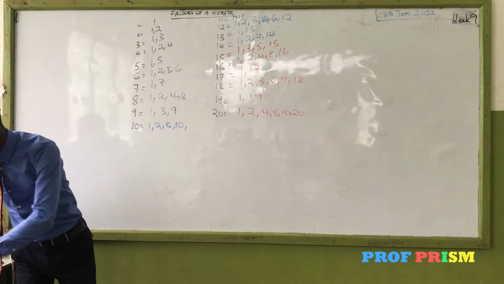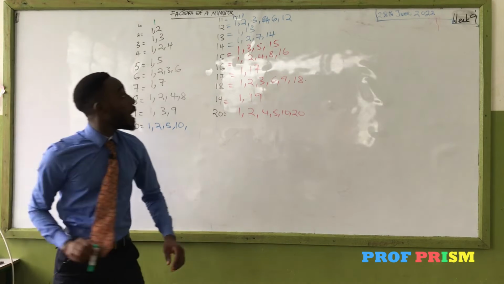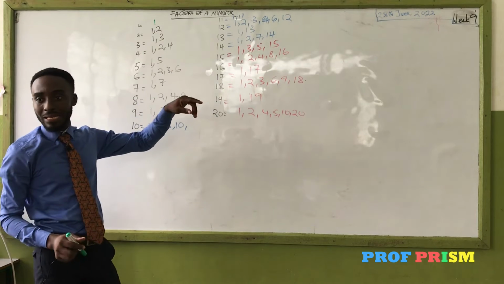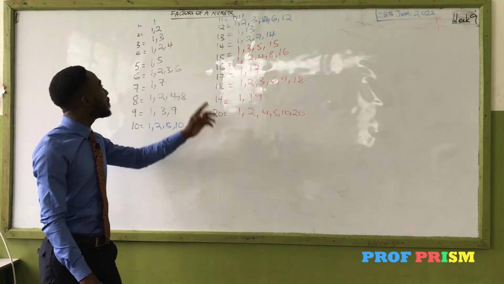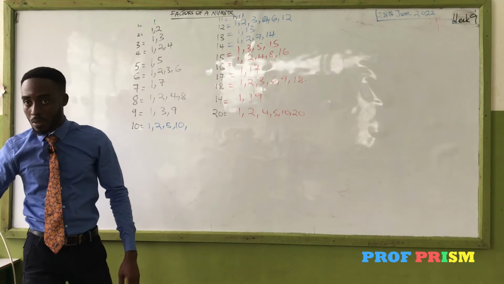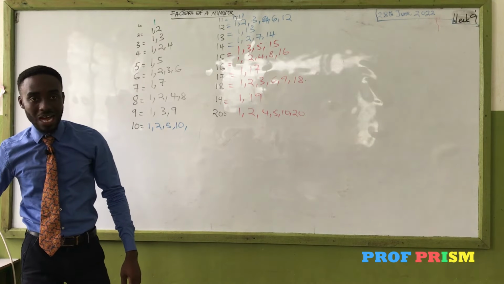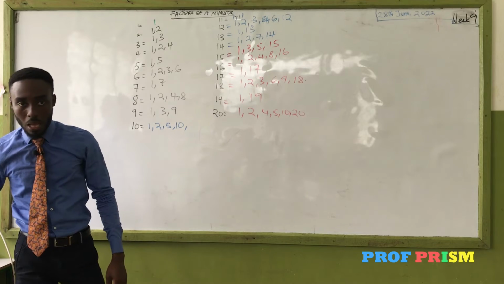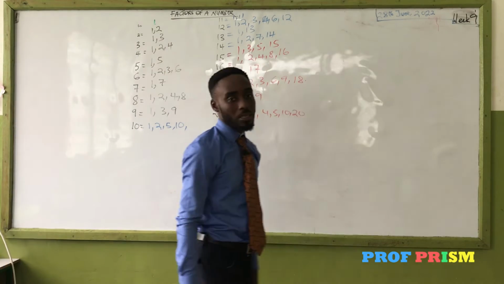I'll be giving marks for the most well-behaved group. All right. Observe your marks, your works carefully, and then in your book, circle the ones that have only 2 factors. Circle the ones that have only 2 factors. And I'll be asking you about them shortly.